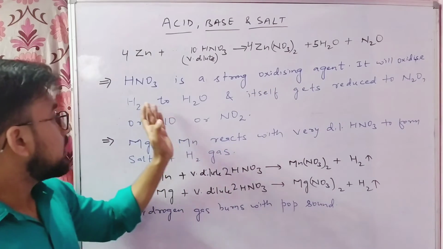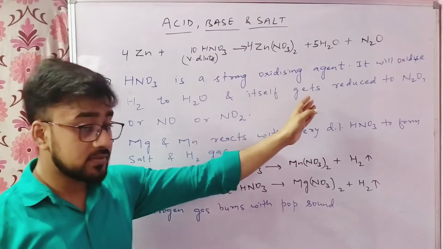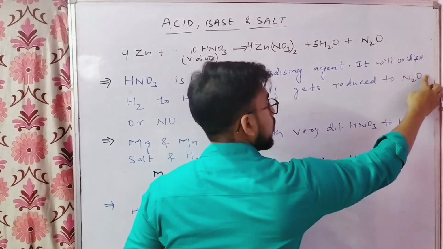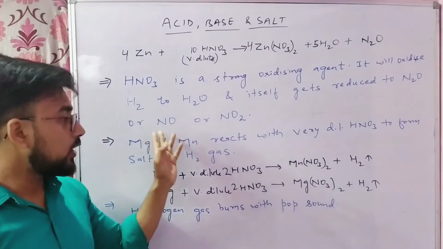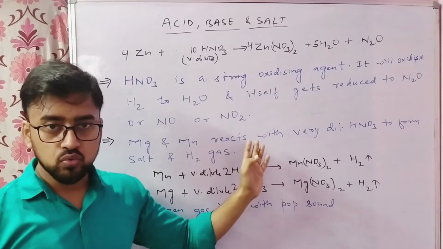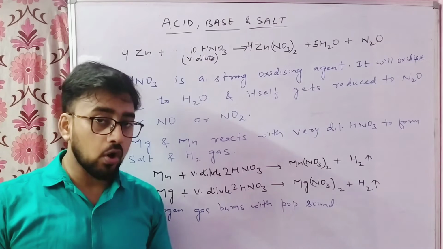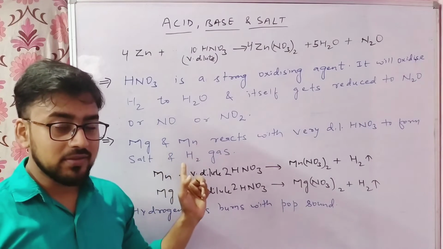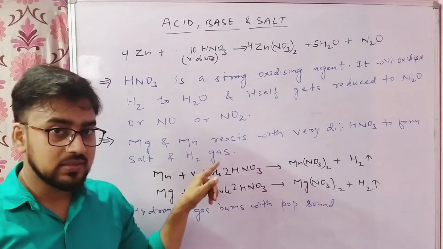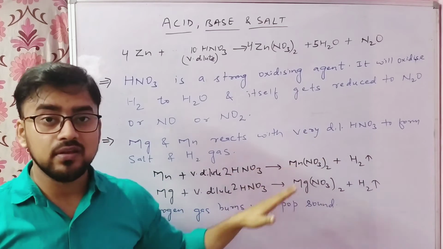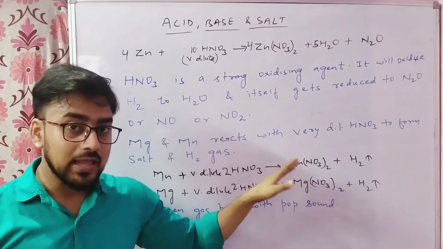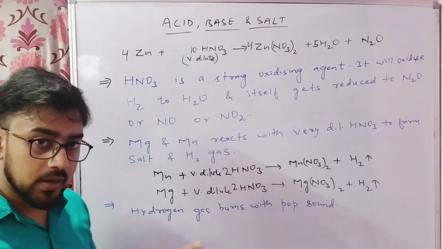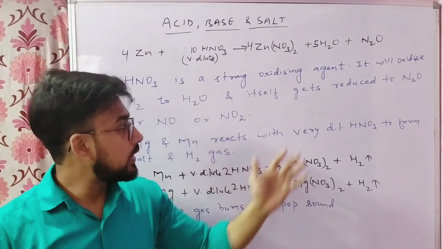It will oxidize H2 to H2O and itself get reduced to N2O or NO or NO2, meaning it can itself get reduced to any of the oxides of nitrogen. Now magnesium, this is very important, this is an exception. Magnesium and manganese can react with very dilute nitric acid to form salt and normally hydrogen gas. But if other metals are there, then this will happen.